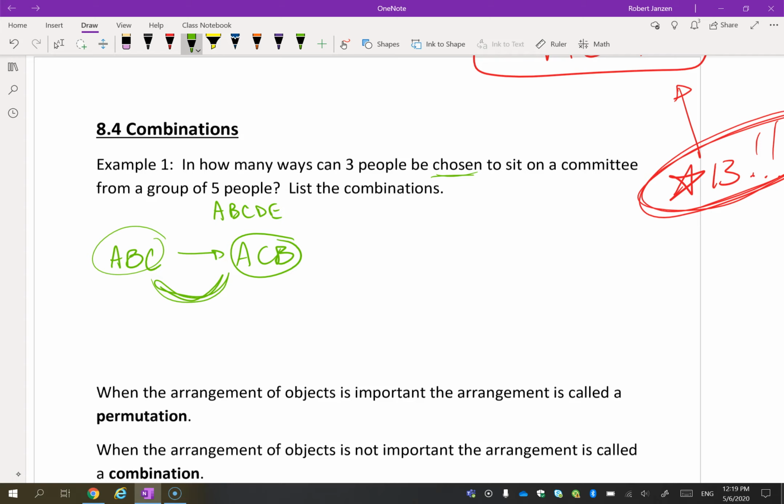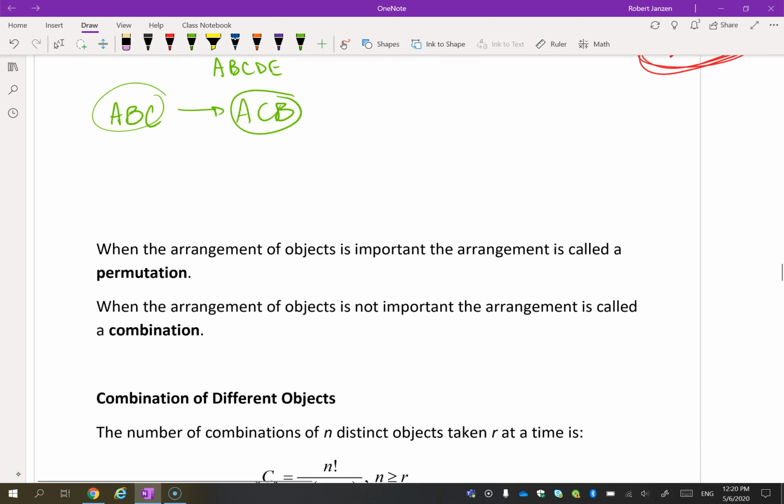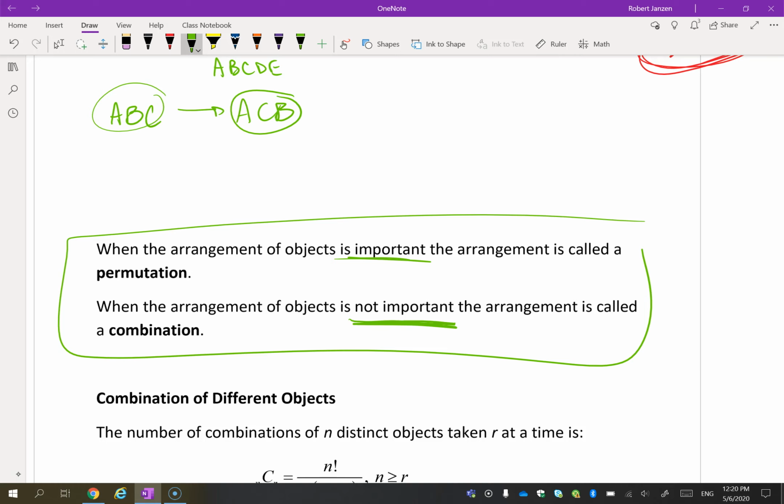Combinations doesn't care about the order, right? Like if I'm going to work with these 3 people, or let's say you're going to take 3 books along on a trip, or you're going to buy 3 items from the grocery store, it doesn't matter the order you buy them in as long as you're buying them. Okay, so combinations, the key is that order is not important. All right, a permutation, the order is important. All right, you should make sure you understand that difference.